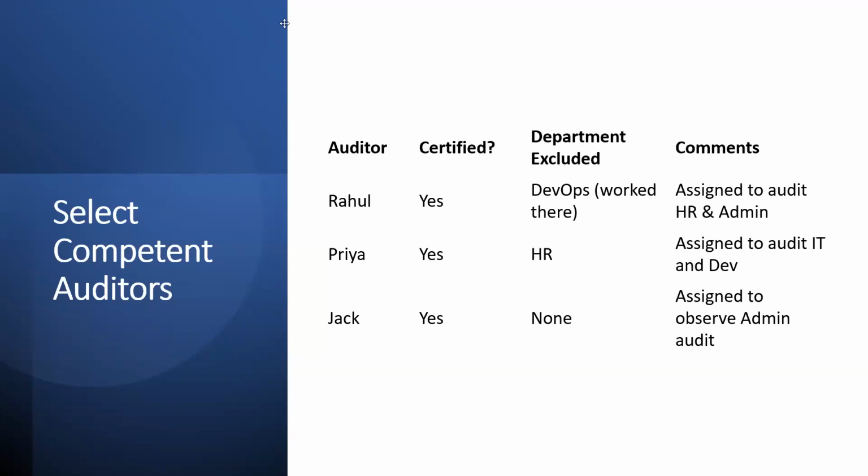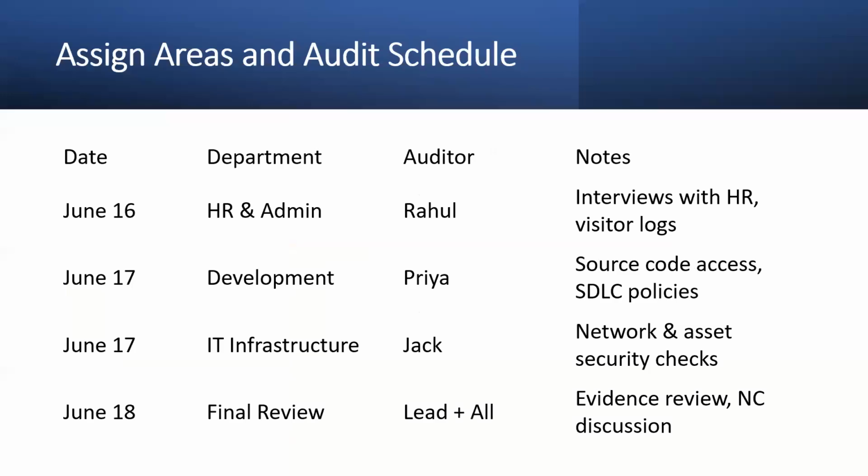Once the tasks have been divided, we will create a schedule, assigning areas and audit schedule. We have prepared a schedule for three days; this audit is done in three days. Department wise, you can create a schedule so everyone, even your management, can have a bird's eye view of the current state: which department is getting evaluated today and who is performing the task.